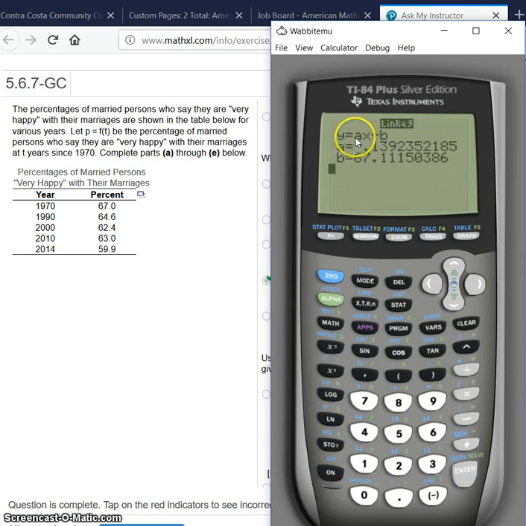So our answer will be y equals negative 1.4x plus 67.11. And notice I rounded off to 2 decimal places because that's what they told me to in the directions. Hope that helps. Let me know if you have more questions.